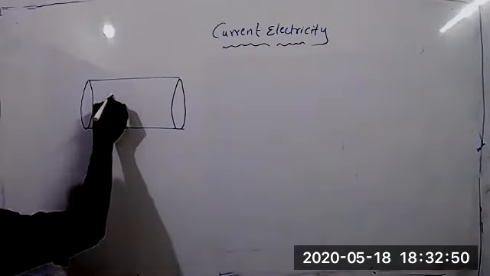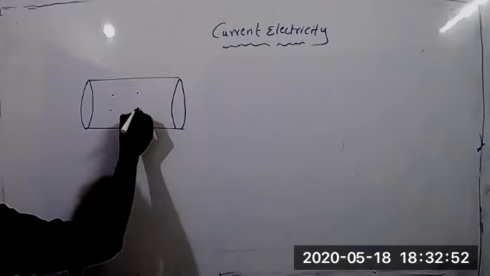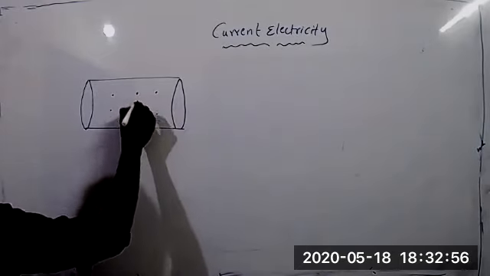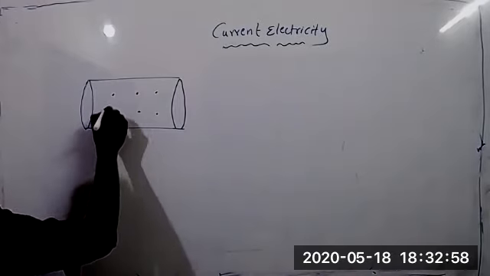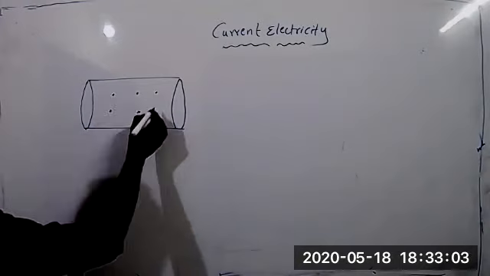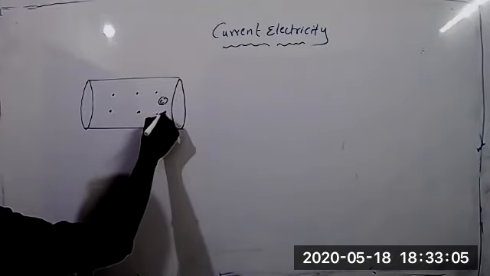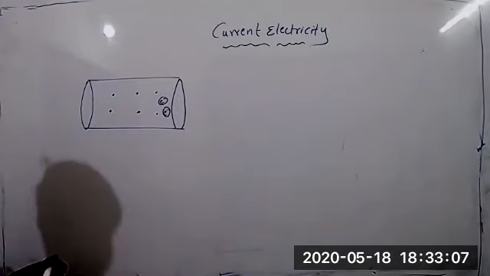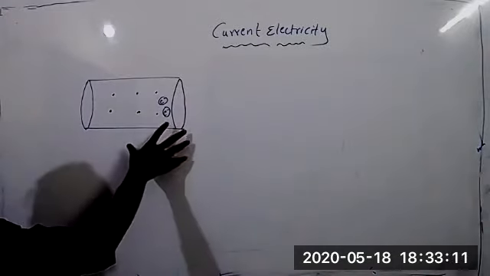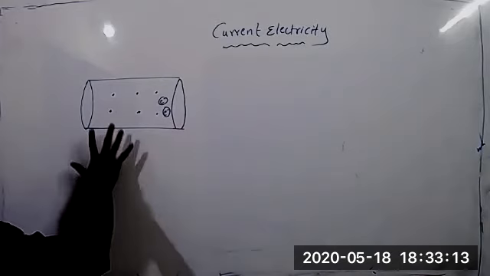Okay. In the conductor, there are some particles, and these are at rest. Like take a proton. These are the protons, and some electrons will also be there. These electrons move randomly if you don't apply any potential difference.